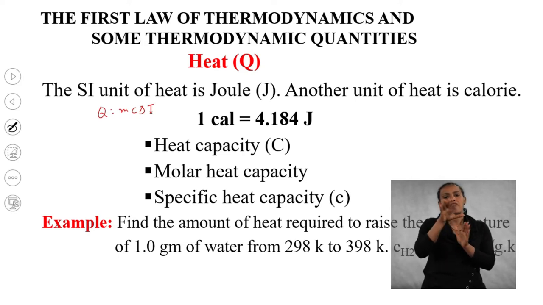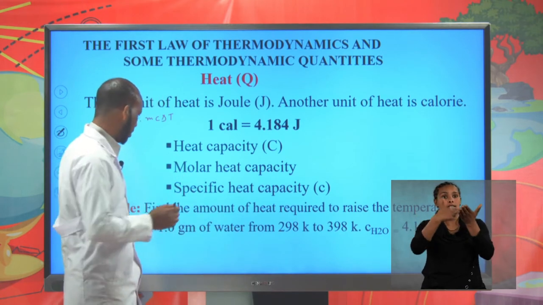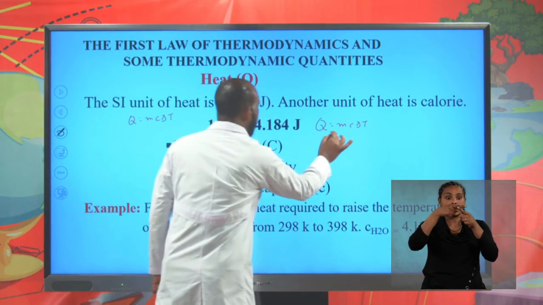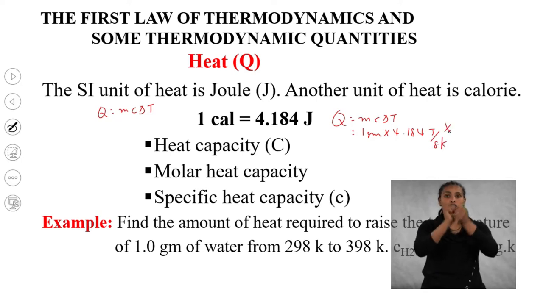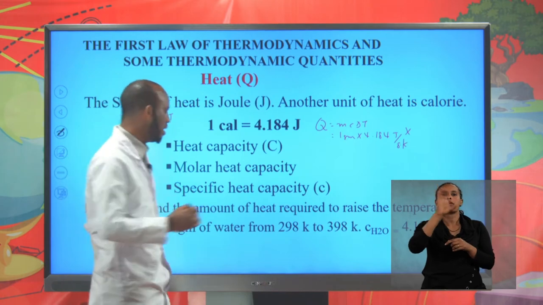Example: find the amount of heat required to raise the temperature of 1 gram of water from 298 Kelvin to 398 Kelvin. Given specific heat capacity of water is 4.184 joule per gram Kelvin. We can calculate heat using the formula Q equals M times C times change in temperature. Mass is 1 gram, times C, the specific heat capacity of water, 4.184 joule per gram Kelvin, times change in temperature, final temperature minus initial temperature, which is 398 Kelvin minus 298 Kelvin.